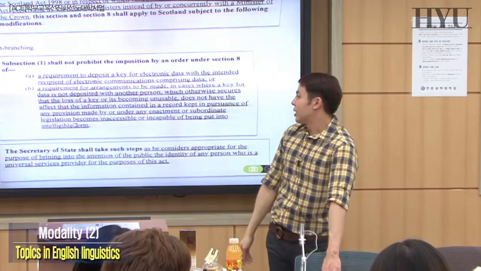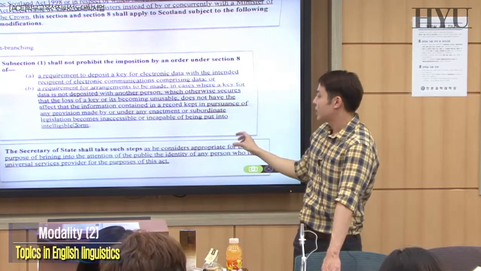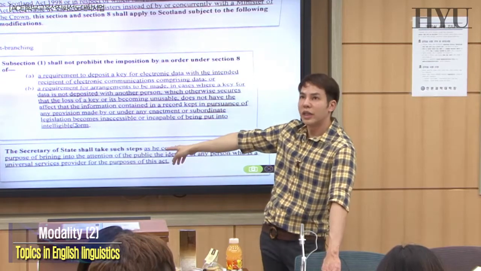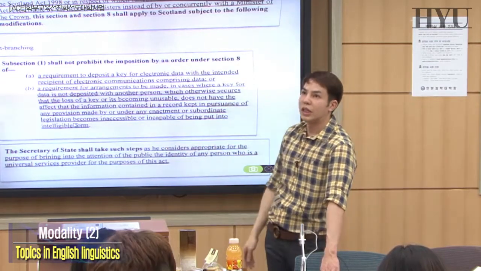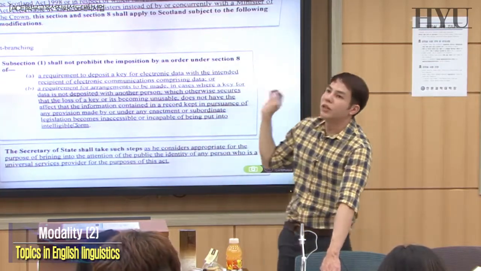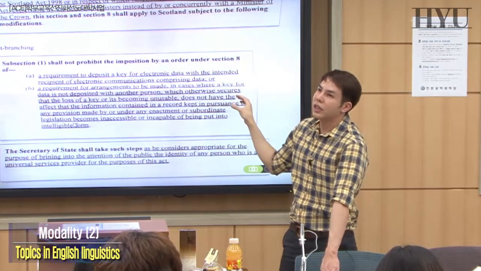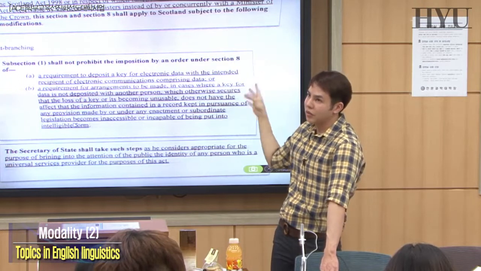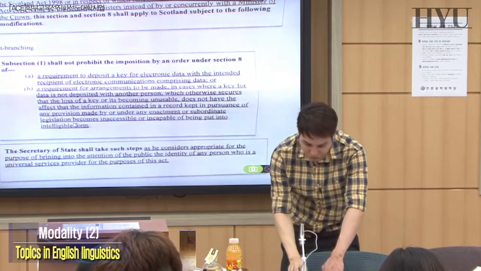Or in the last one, the Secretary of State shall take such step as he considers appropriate, and so on. The main clause is bolded, and everything else is the subordinate clause. Okay? So when you read a long sentence like this, you have to identify what the main clause is and what the subordinate clause is. Okay? And you will be fine.